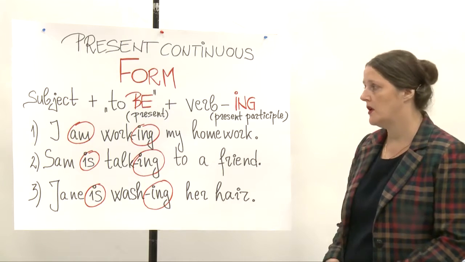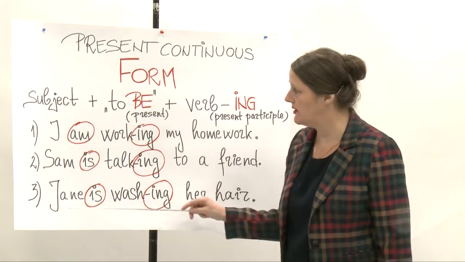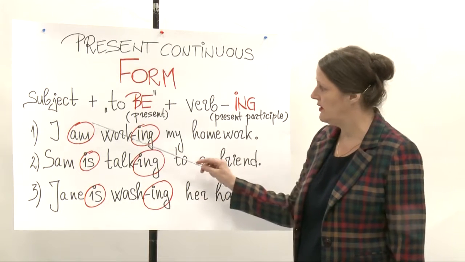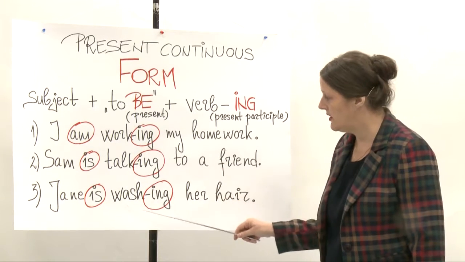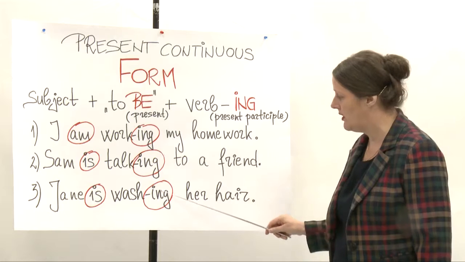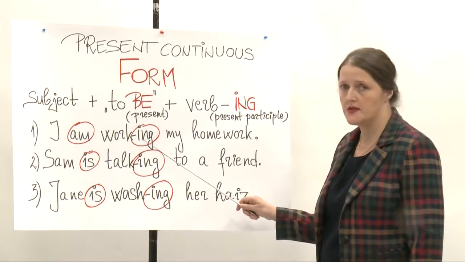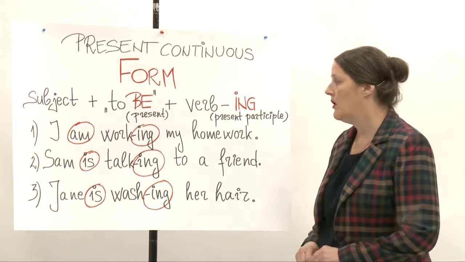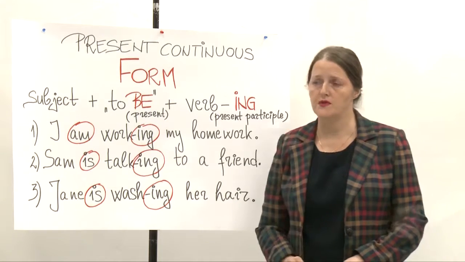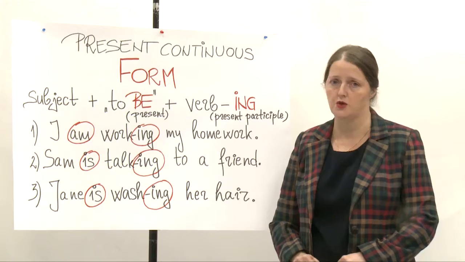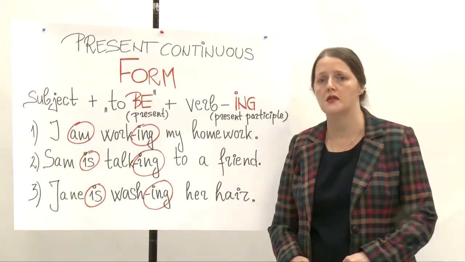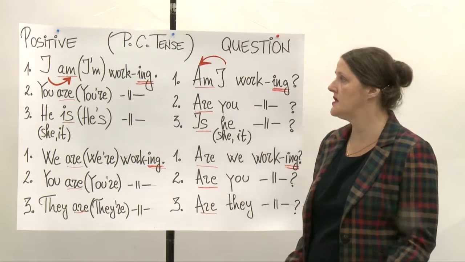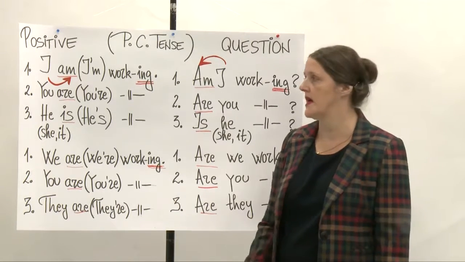Do you see? We have subject plus auxiliary verb to be in present, plus the main verb in ing form. We simply put the letters ing at the end of the main verb. That is so for most of the verbs, but we have some exceptions, but that would be the subject for another lesson. In the positive sentences, we have this form of present continuous tense.